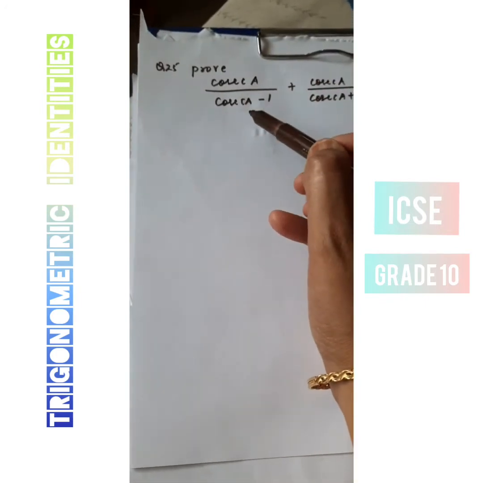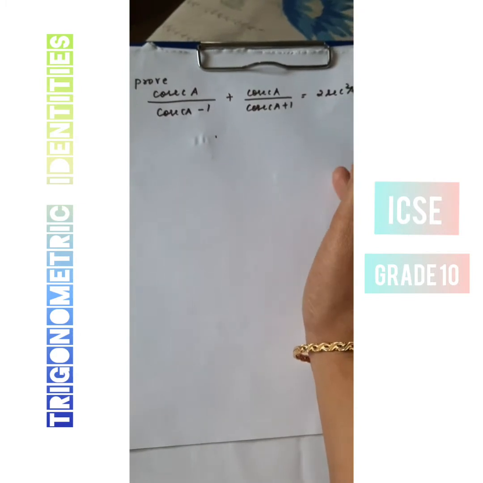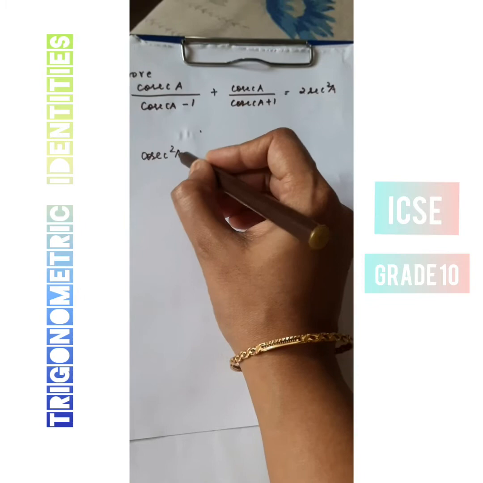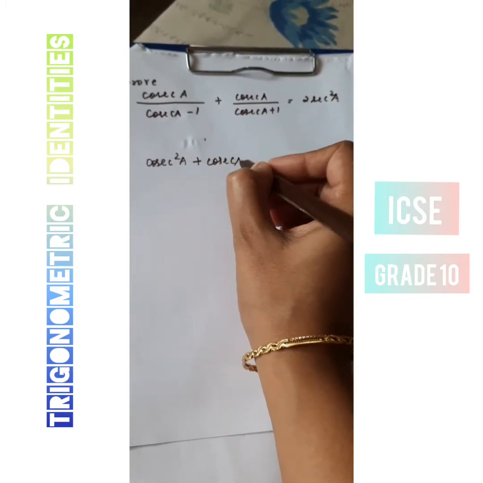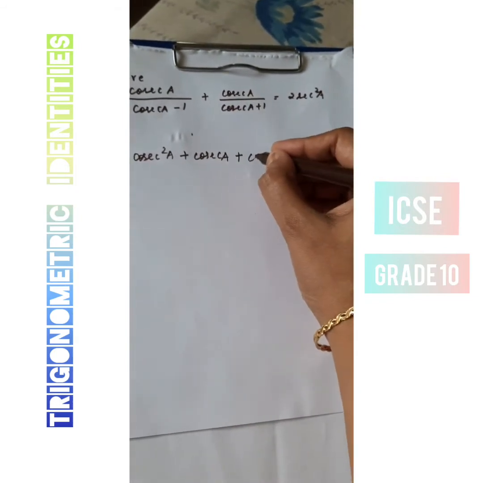Question 25, prove cosecant a by (cosecant a minus 1) plus cosecant a by (cosecant a plus 1) equal to 2 secant square a. So we'll just take the LHS LCM: cosecant square a plus cosecant a plus cosecant square a minus cosecant a.